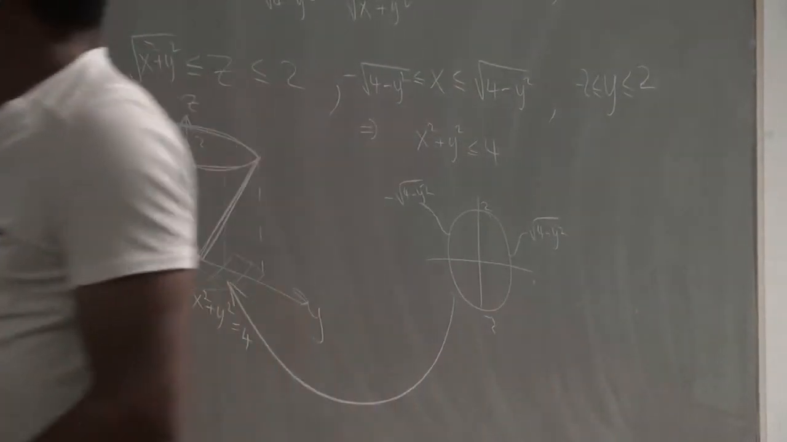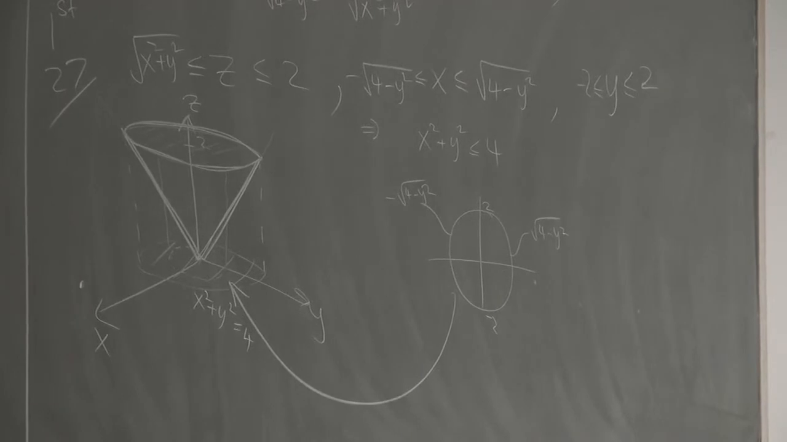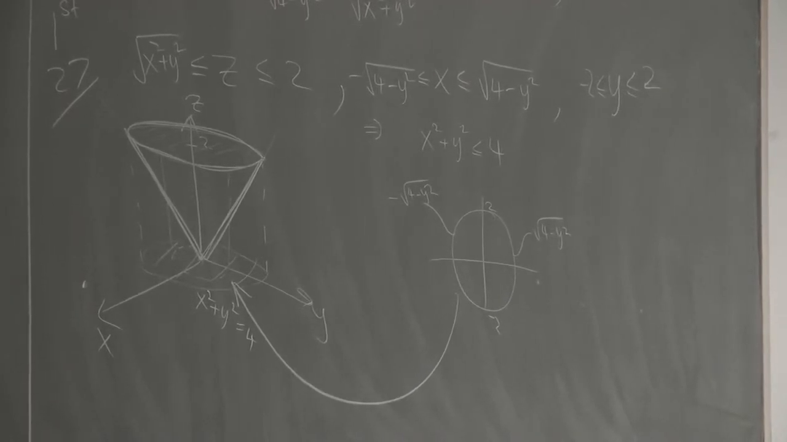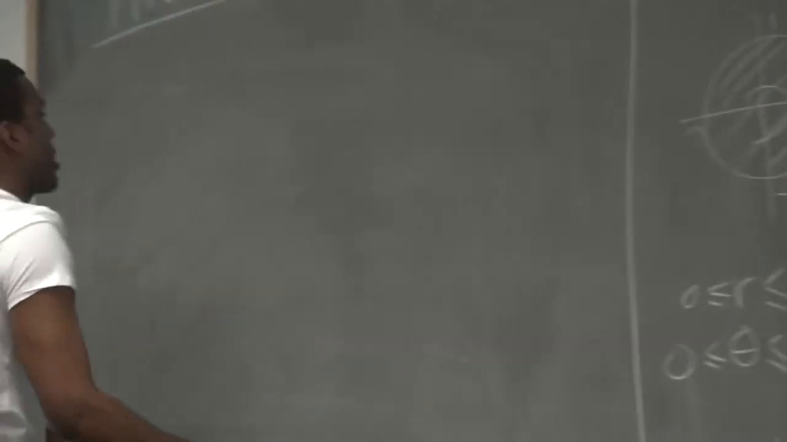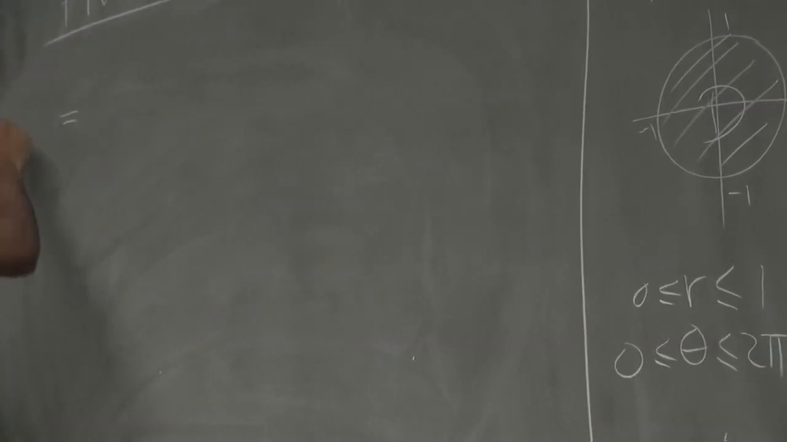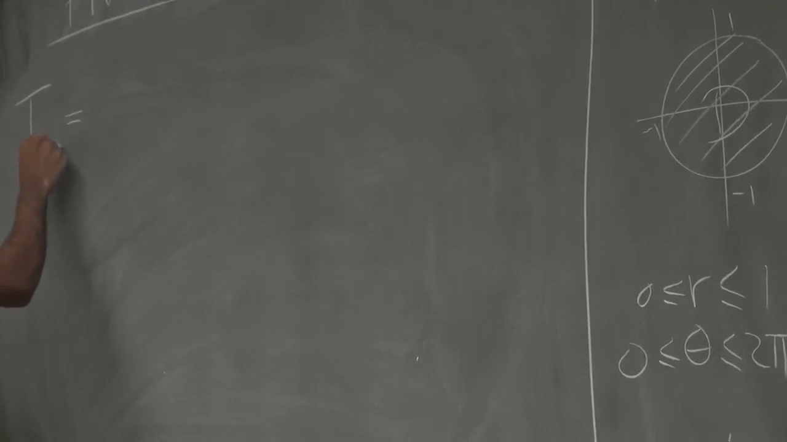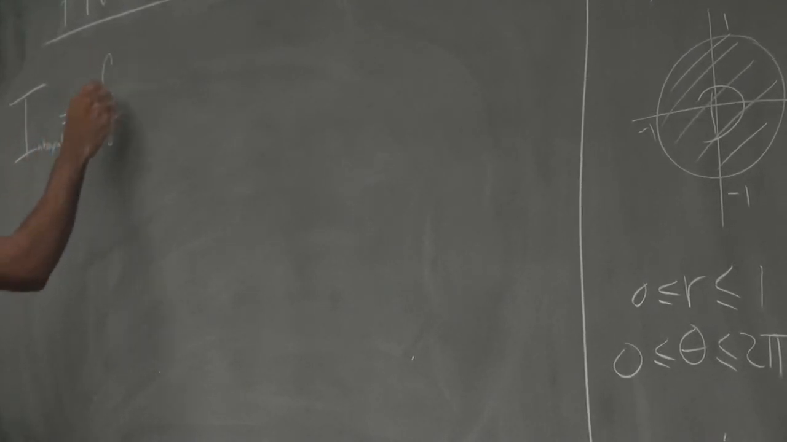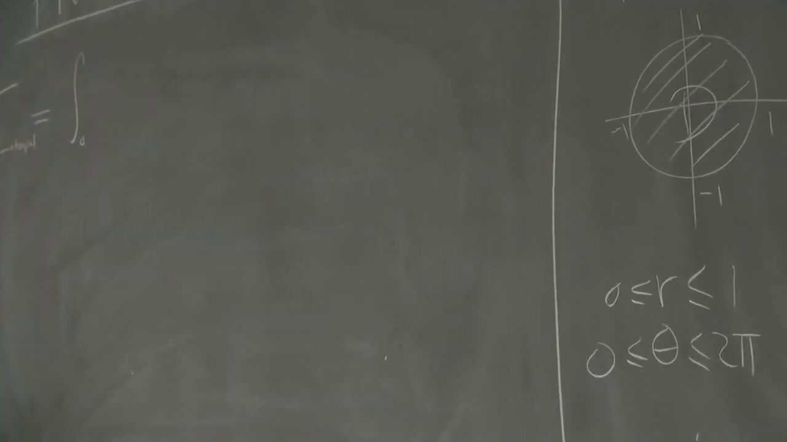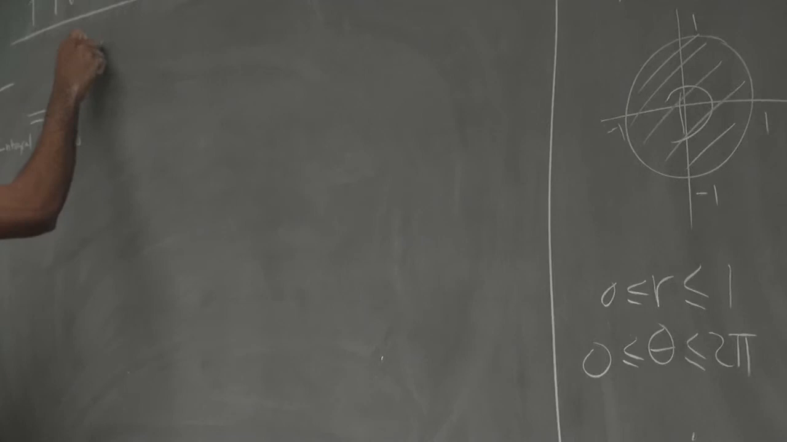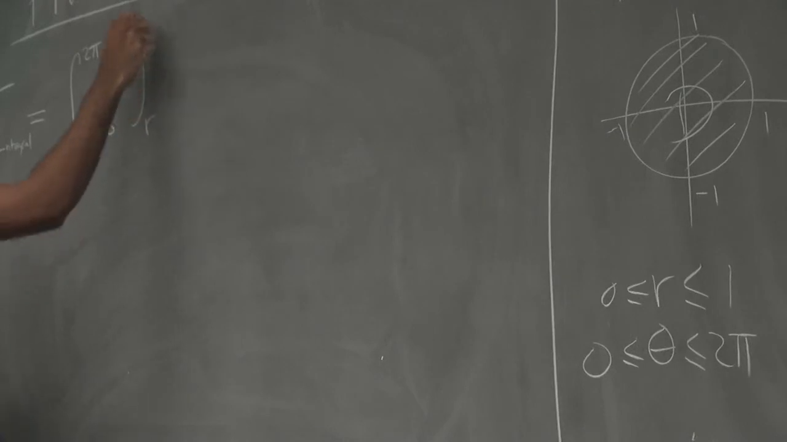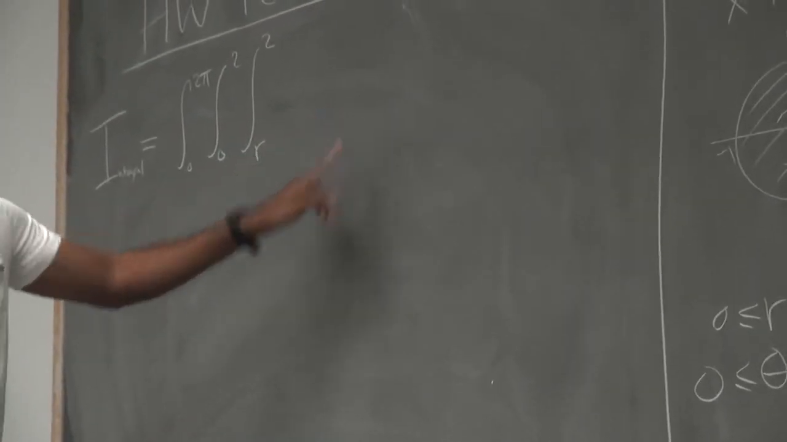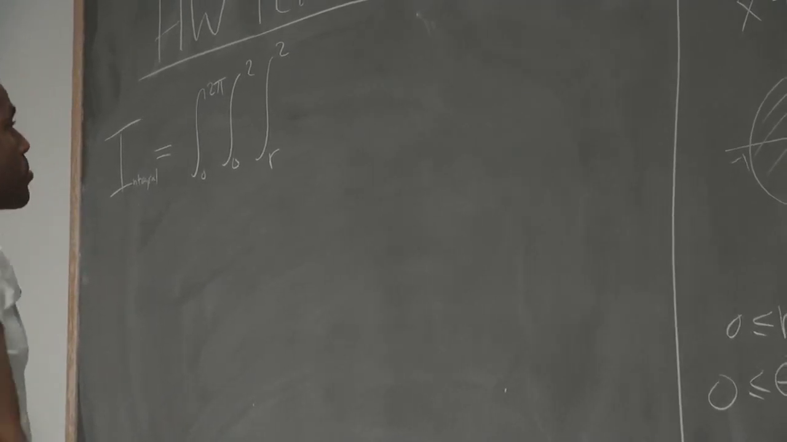Okay, so how would you actually set this up? I'll leave it for you guys to work it out, but just to set it up in cylindrical coordinates, which is polar coordinates in 3D. So the setup would be the integral, I'm doing the polar coordinate setup now, theta from 0 to 2 pi, r from 0 to 2, and z from r to 2. That would be dz, dr, d theta.